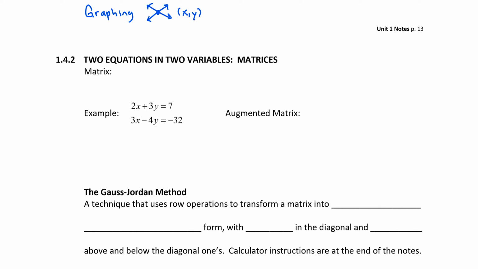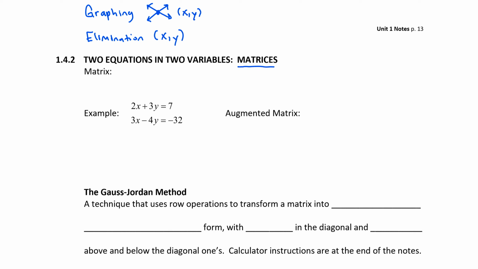In section 1.4, we learned an algebraic method for solving systems. This is called elimination. The process is different. We're manipulating the equations to find the ordered pair solution without ever looking at a graph. We're going to consider a new method in section 1.4.2: two equations in two variables using matrices.